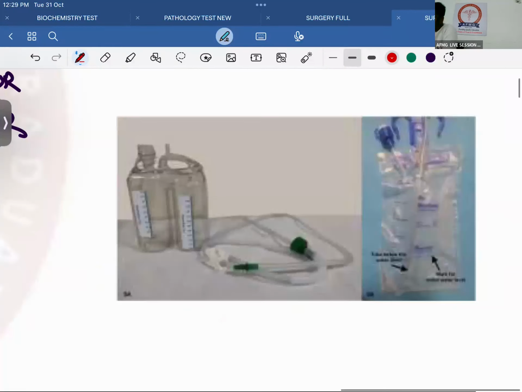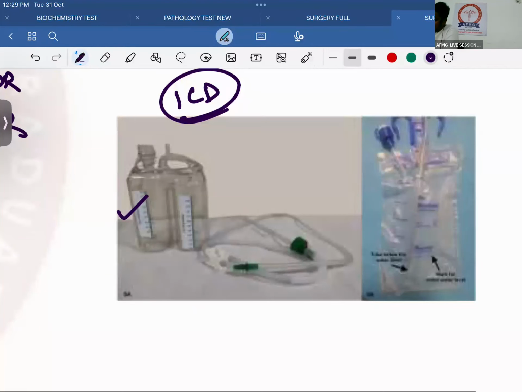And this is the picture of your ICD, beta. Okay, this is your intercostal drainage tube. Either you can have a container or you can have a bag, an ICD bag. What should be here, beta? There should be water. Okay, never insert it without water.